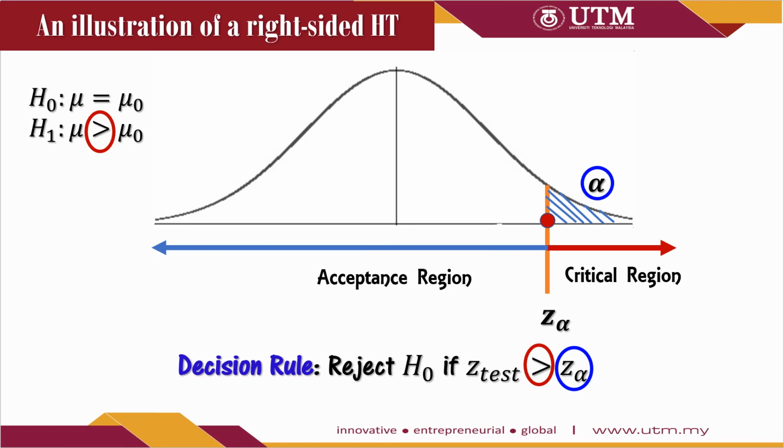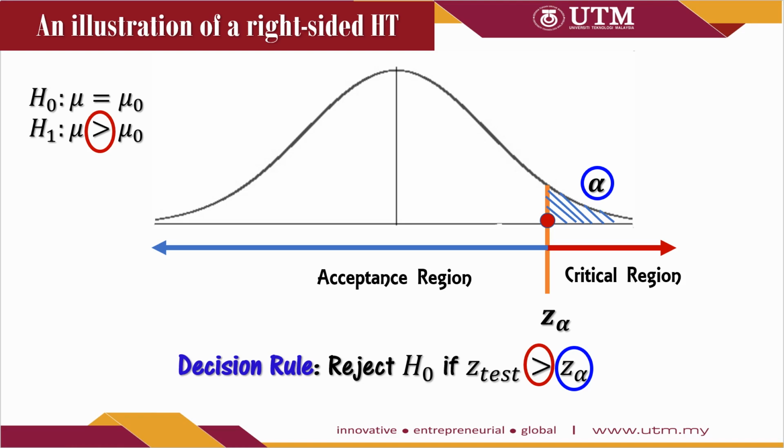Please note again that you must calculate the z-test value first based on the sample data and observe where this z-test value will fall into before you make a decision to accept or reject H0.